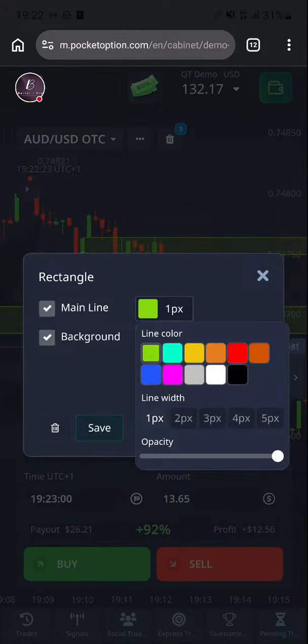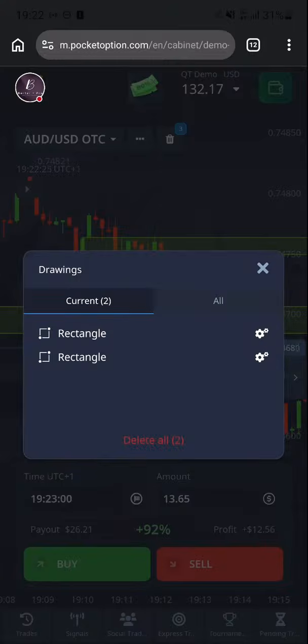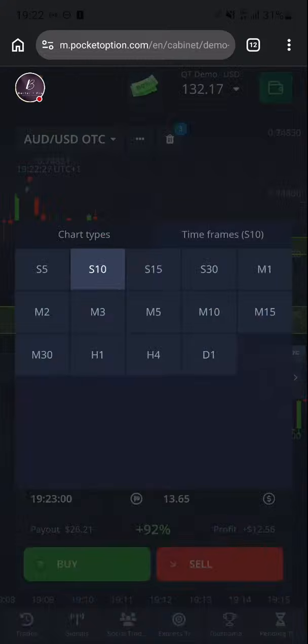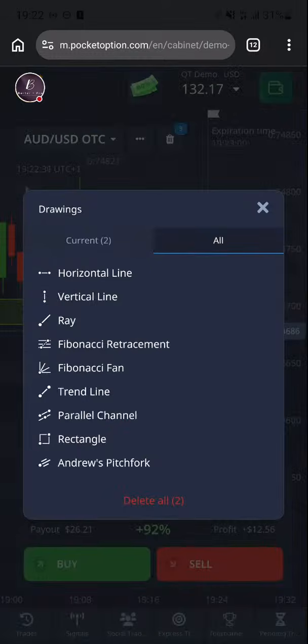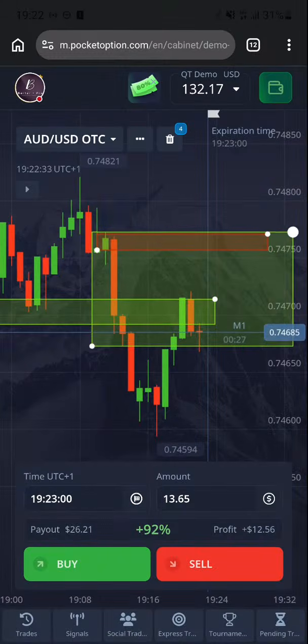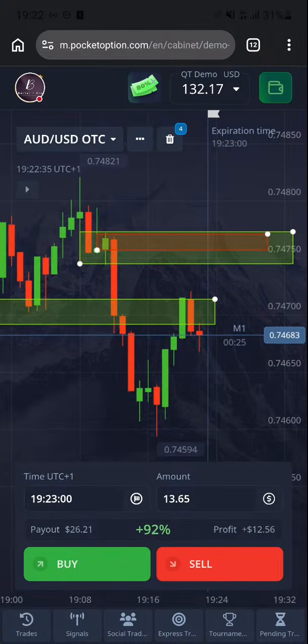You see the supply area is a very solid one. You understand? Also, over here right now, we have an order block.